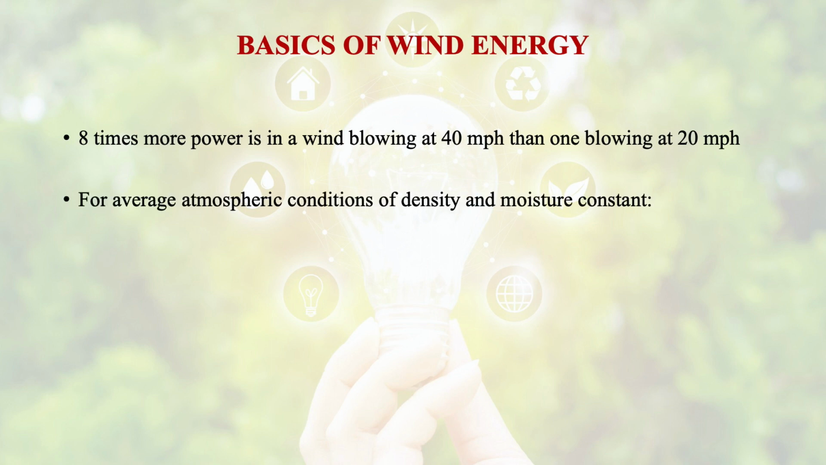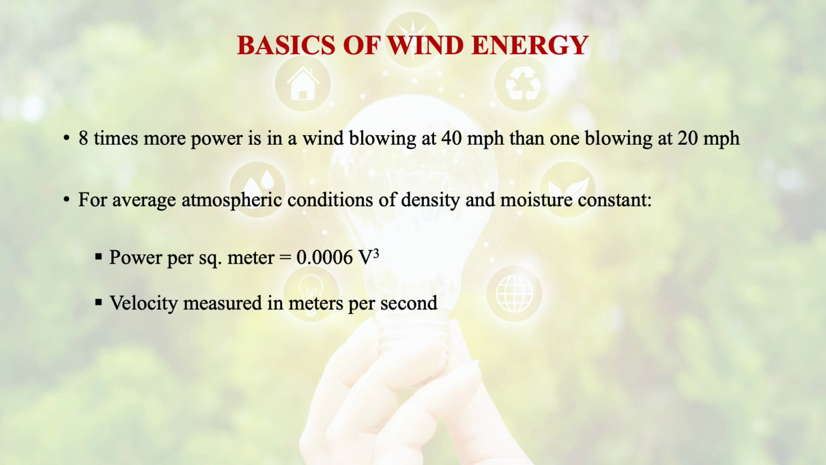If we talk about the average atmospheric conditions of density and moisture content, then the power per square meter will be given by 0.0006 V cubed. Here the velocity is measured in meters per second and power is measured in kilowatts.